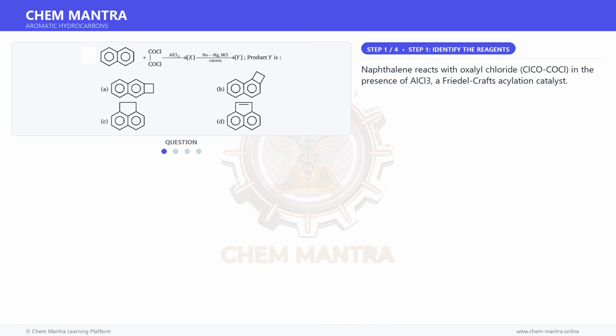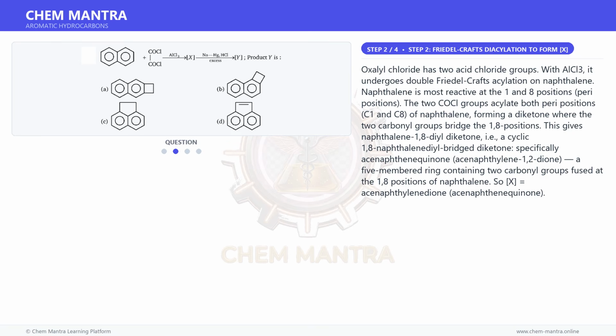Naphthalene reacts with oxalyl chloride, (COCl)2, in the presence of AlCl3, a Friedel-Crafts acylation catalyst. Moving on to the next step. Oxalyl chloride has two acid chloride groups. With AlCl3, it undergoes double Friedel-Crafts acylation on naphthalene.